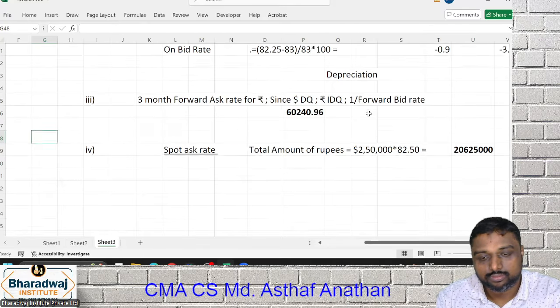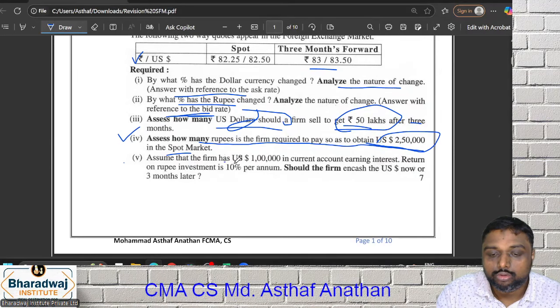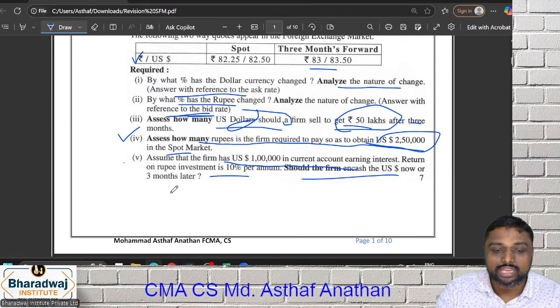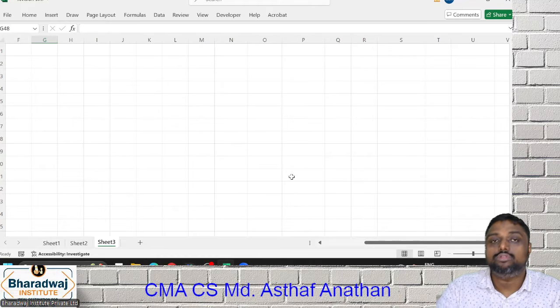Come on, friends. Now we have a small question. This is a very basic thing, I think you can compute. Assume US dollar 1 lakh in your current account. This is the same as our study material model, only the numbers are changing. If you get 10,000 per annum, the firm can encash now or 3 months later. So you have two options now.